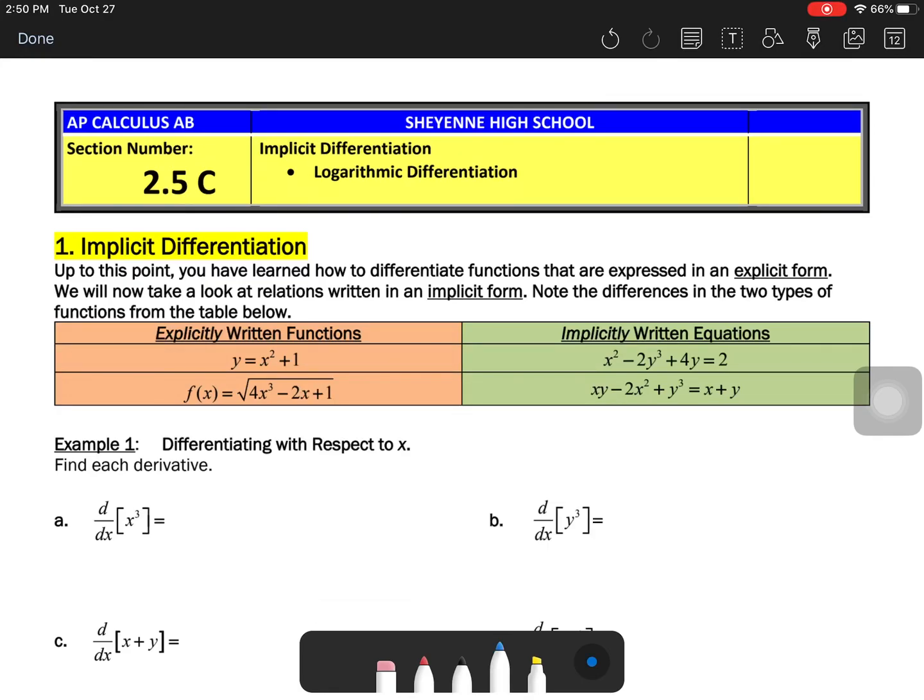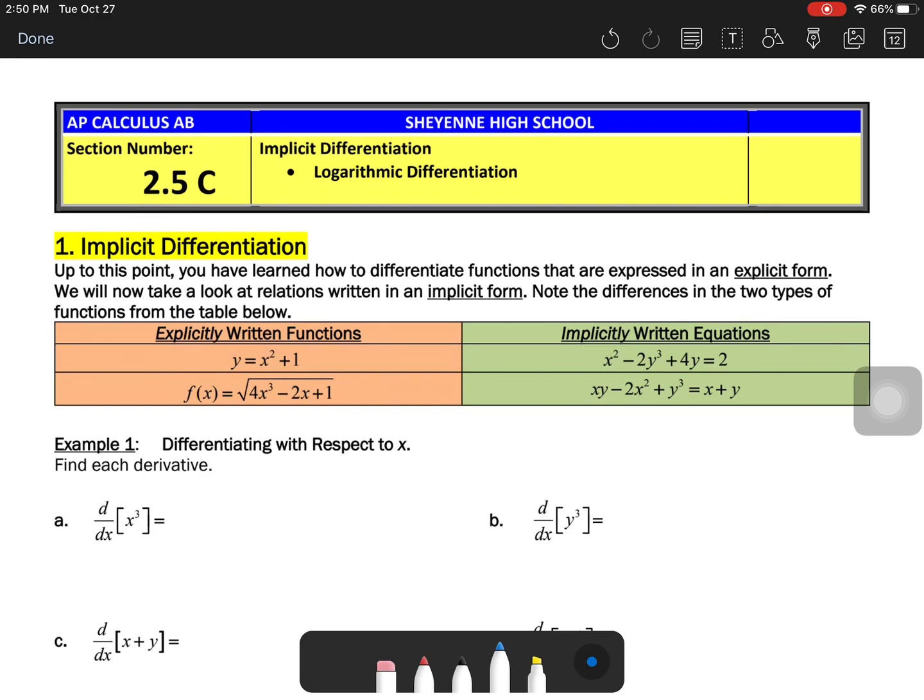Hey APL class, we are going to get started with the section which involves implicit differentiation, and toward this end we'll do the second video for logarithmic differentiation, which kind of goes hand in hand with this section. Okay, so the first thing we want to discuss is what does it mean for a function to be written explicitly.